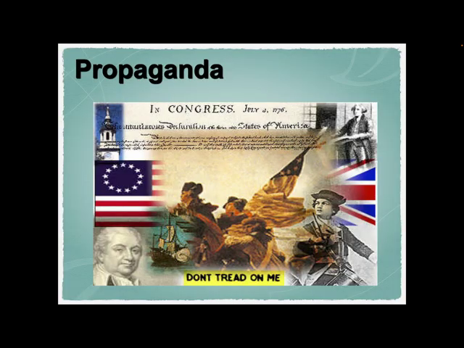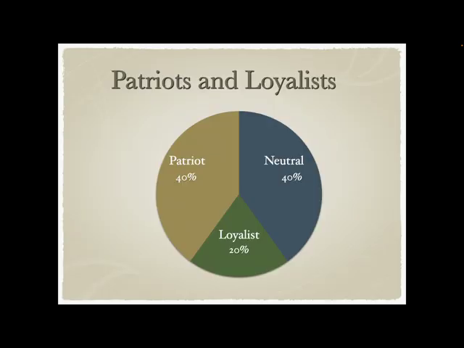Now, last but not least is propaganda. Some historians say, okay, well, there might have been some social factors, political factors, or economic factors, but you're forgetting one thing. Most colonists could have cared less about those things. And here you have a little pie graph telling you how American society was roughly split.